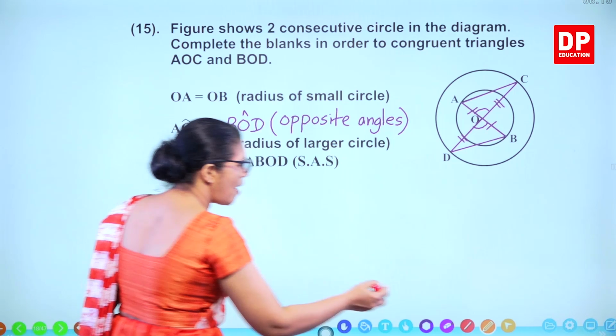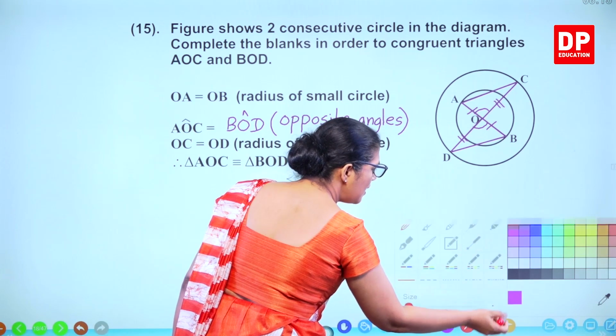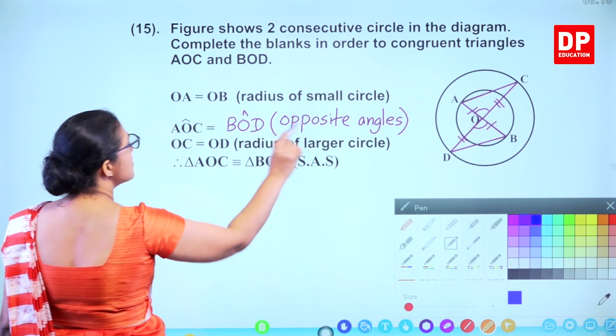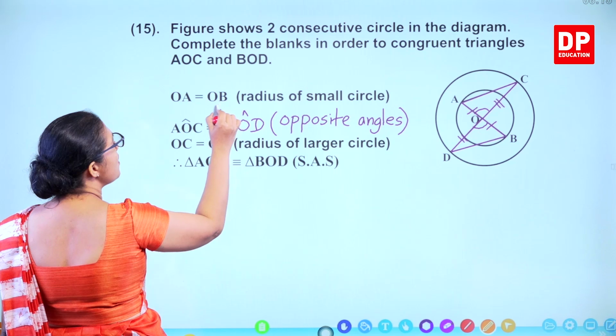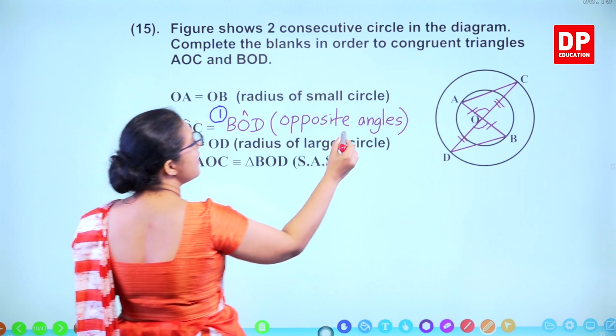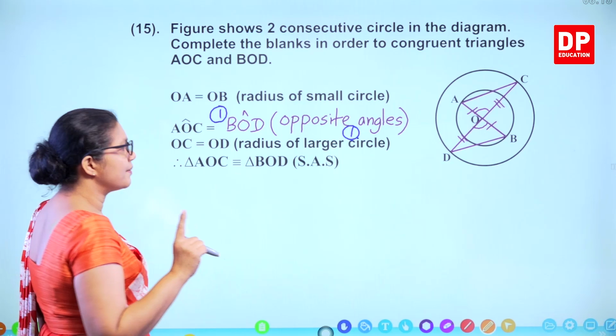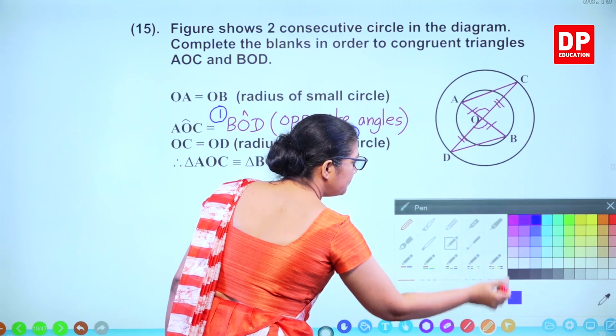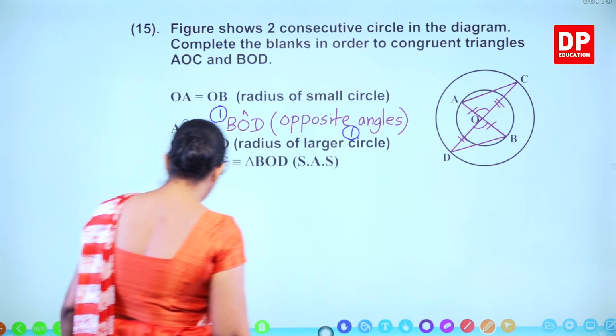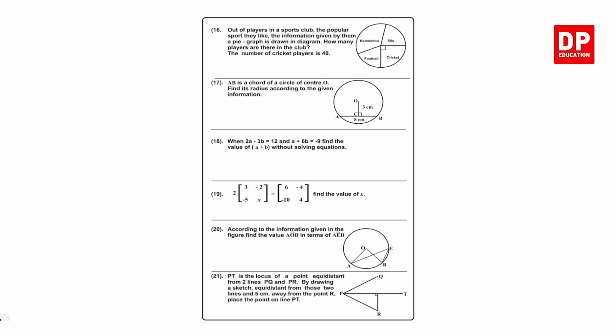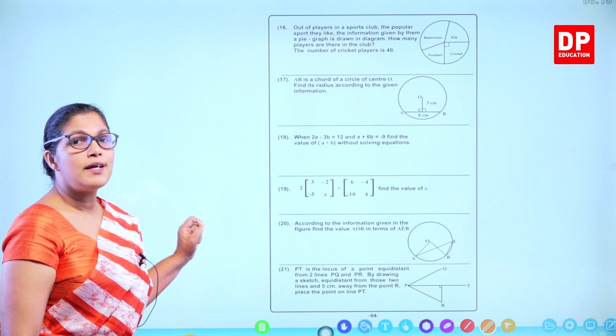So you get marks only to write down this line. So 1 mark for the correct angle and 1 mark for correct reason. Then you can try 16 to 21. Altogether 25 questions. So do this before looking at the video.